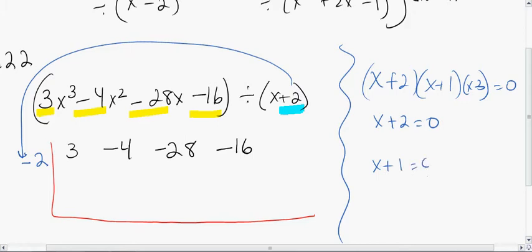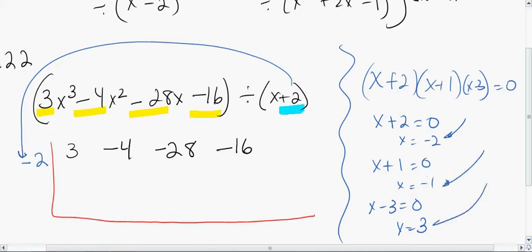Remember doing that? So x plus 2 equals 0, x plus 1 equals 0, x minus 3 equals 0, and then I would solve each of these equations and get x equals negative 2, x equals negative 1, and x equals 3. So I'd end up with all these numbers that were actually the opposite of what I started off with. So the numbers after you solve the equation are actually the zeros. The numbers inside the parentheses being added or subtracted from x are the factors.